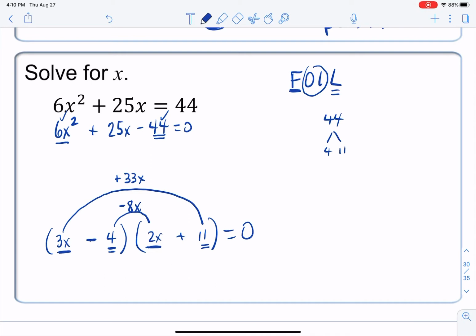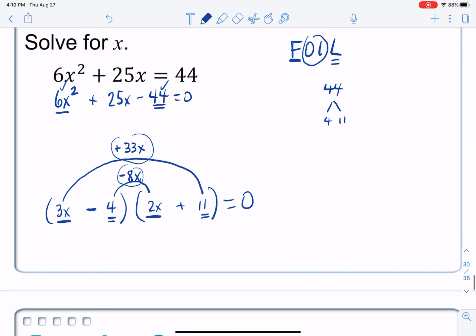Okay, and so again, if you were to FOIL this out, you would see these two numbers pop out for your outside and your inside terms. And then, of course, for your first term, you'd have your 6x squared. That's the 3x times the 2x. And your negative 44 would come from your negative 4 and your 11, and it would all work out just fine. Okay? And so now you can apply your zero product property.